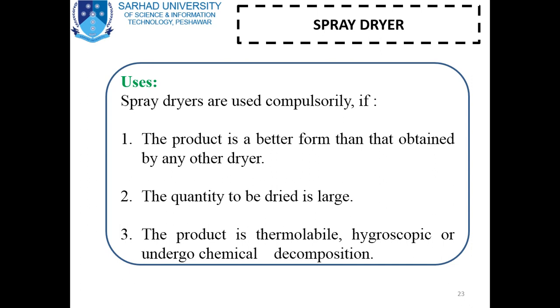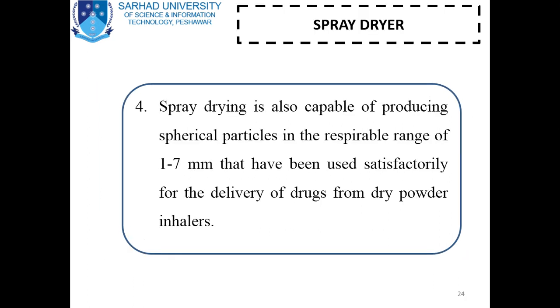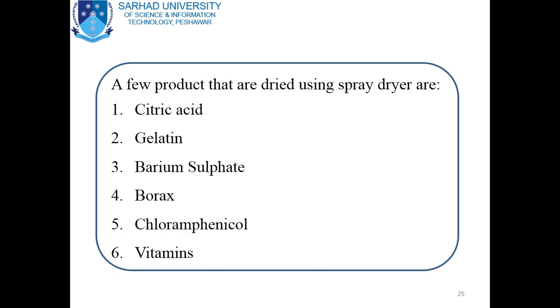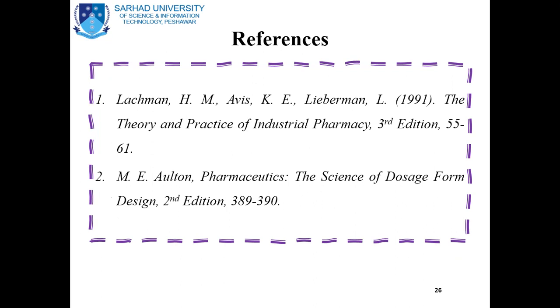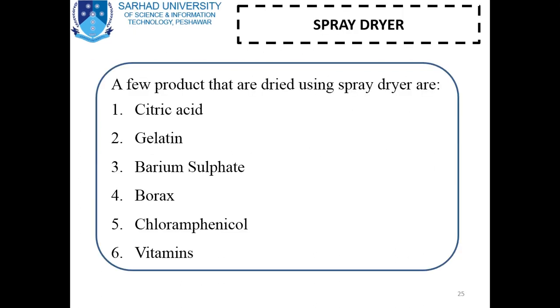It is also used when the product is thermolabile, hygroscopic, or undergoes chemical decomposition. Moreover, spray drying is capable of producing spherical particles in the range of 1 to 7 mm that have been used satisfactorily for delivery of drugs from dry powder inhalers. A few of the products dried using spray dryers are citric acid, gelatin, barium sulfate, borate, chloramphenicol, vitamins, and some antibiotics, and reconstituted products may be obtained using the spray dryer.